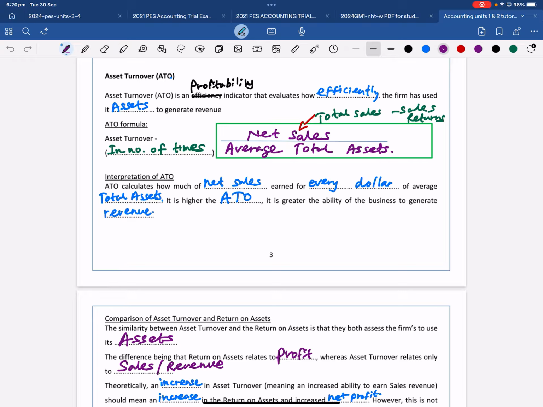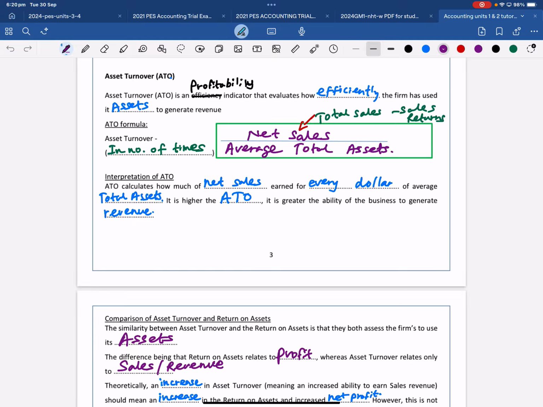And also, guys, in the study design it usually says number of times. Otherwise, you can calculate it in terms of dollars as well. Remember the interpretation, the numerator-denominator combination: for every dollar of total assets, how much net sales is there? If you want, you can say number of times, or else how much net sales there is for every dollar of assets. Makes sense?